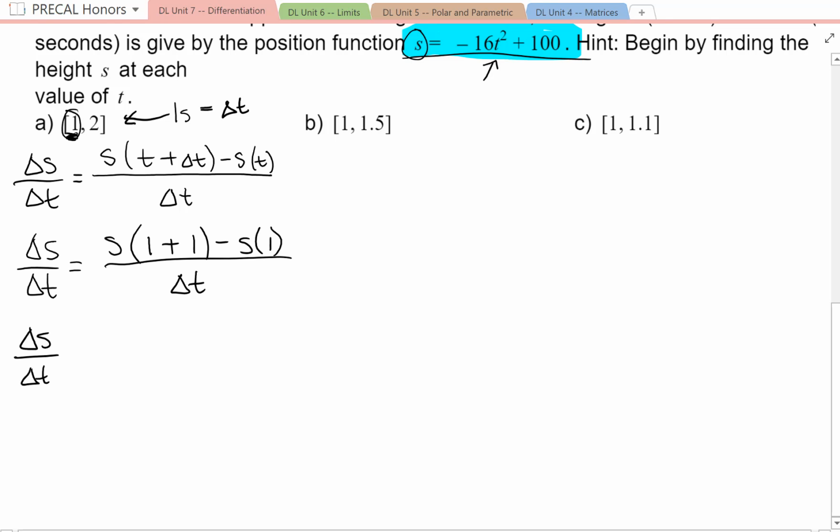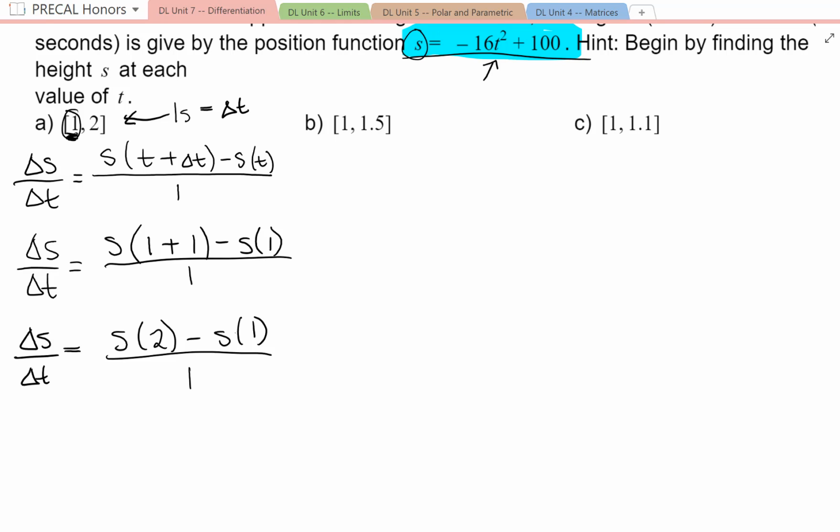So to find the change in velocity over this interval, we need to take the position of the object at 2 seconds, subtract the position of the object at 1 second, and then divide it by the change in time. Hey, we actually knew the change in time this whole time. It's 1 second. I'm not going to put that so that we don't get confused. Okay, so s of 2 minus s of 1, that's going to be my change in velocity.